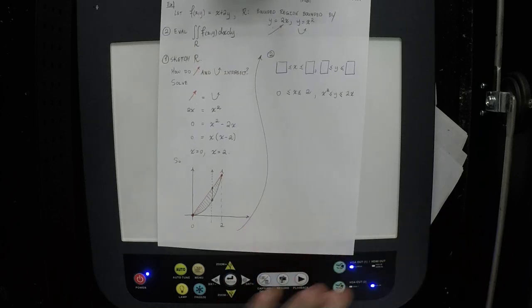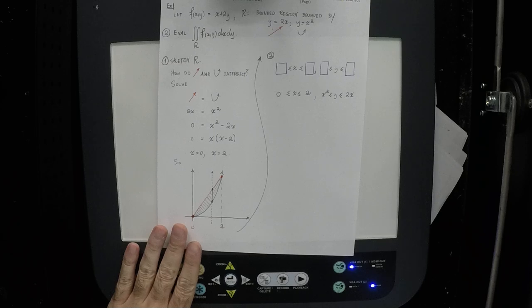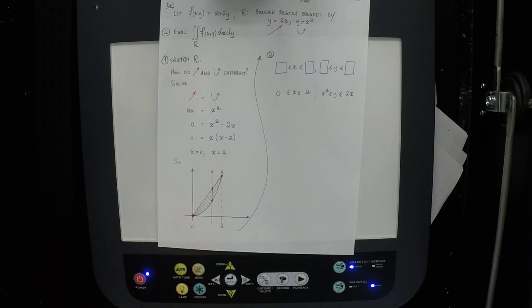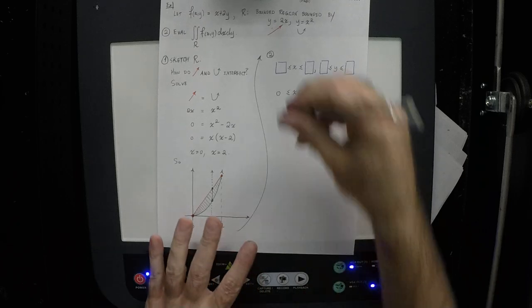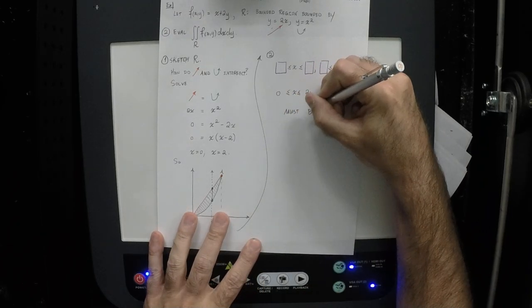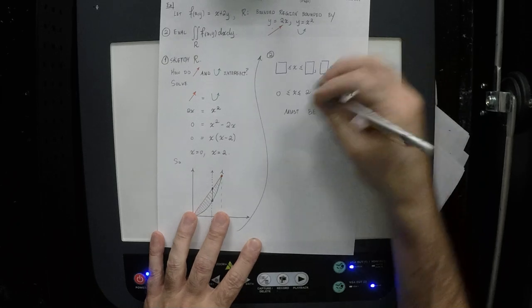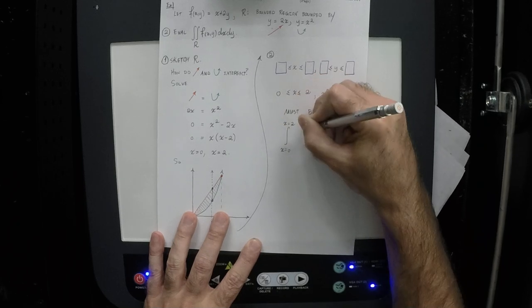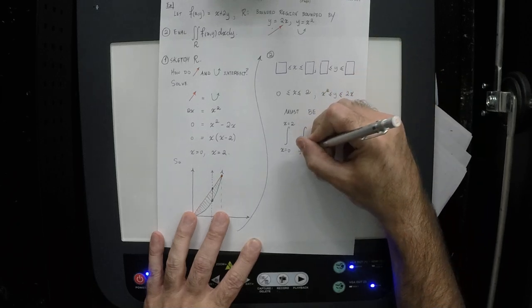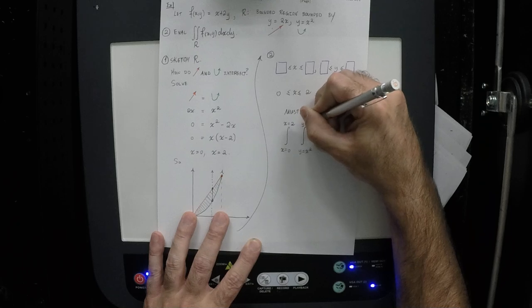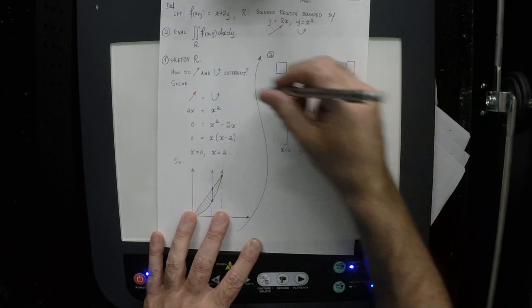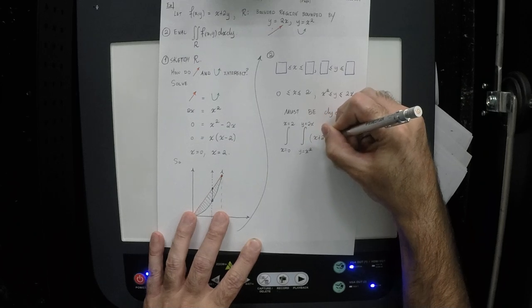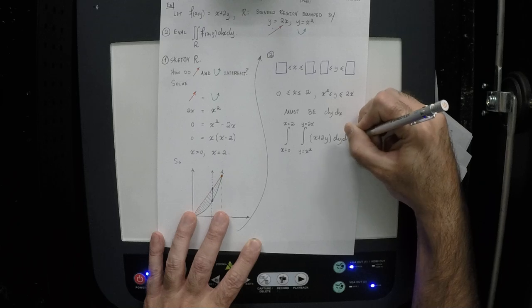So this being the case, what is the correct order of integration? Or if you like, which one's got to be on the outside? 0 to 2's got to be on the outside. So the x's have got to be outside. So as a result, it must be from 0 to 2, and then from x squared to 2x, and then that thing, x plus 2y dy dx.